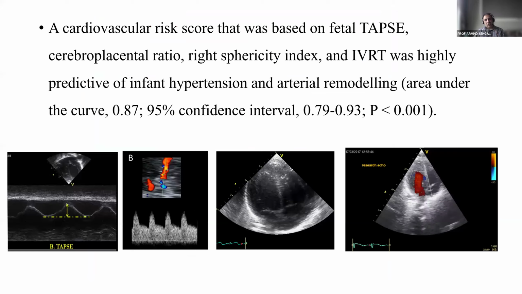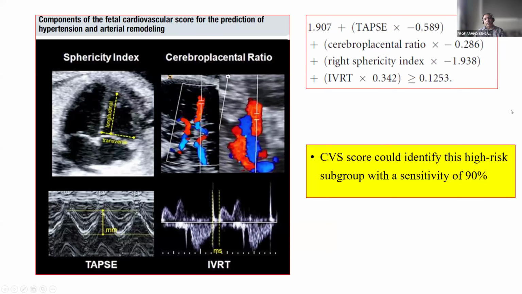It's a cardiovascular risk score, which when you do an echocardiogram in the fetus and do these measurements, is highly predictive of hypertension and arterial remodeling, ascertained at about 6 months of age. So if you are designing interventions, or looking at resources in public health and you want to focus on the IUGR population, the message from this study is that within the growth restricted cohort, there is a sub cohort at higher risk, with a high sensitivity of 90% or so, to develop arterial remodeling or hypertension.